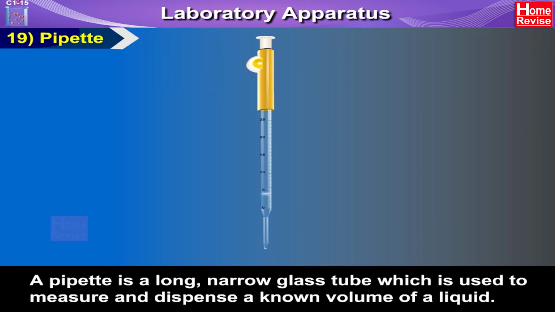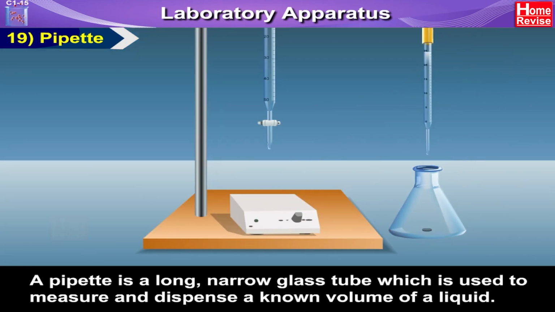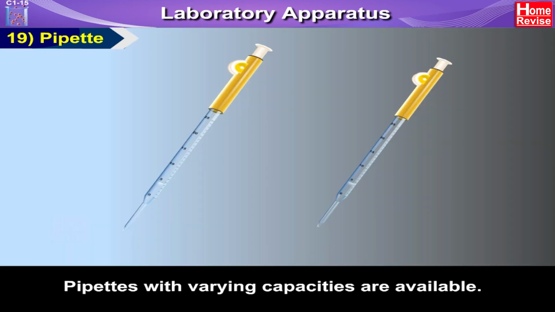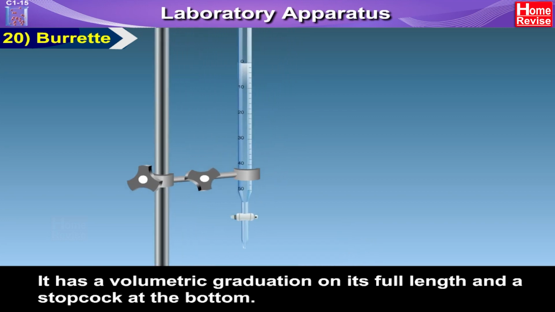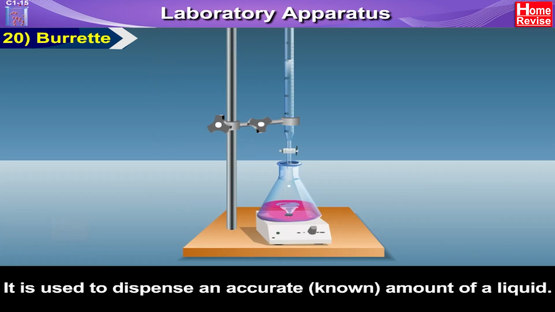19. Pipette. A pipette is a long, narrow glass tube which is used to measure and dispense a known volume of a liquid. Pipettes with varying capacities are available. 20. Burette. A burette is a cylinder made of glass. It has a volumetric graduation on its full length and a stopcock at the bottom. It is used to dispense an accurate, that is a known amount of a liquid.